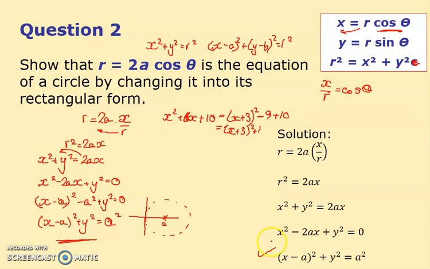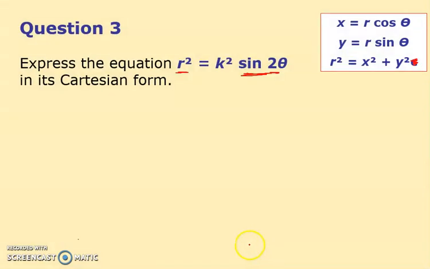So then we've got another question which we're not going to get time to do now. This says r squared equals k squared sine 2 theta. Now this makes it a little bit more complicated. We've got a sine theta, we've got a cos theta. I think we might need to use an identity. You might want to have a go at that yourself, but we'll use this as a starting point for our next lesson.